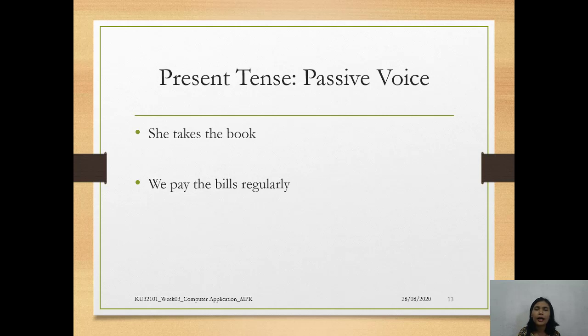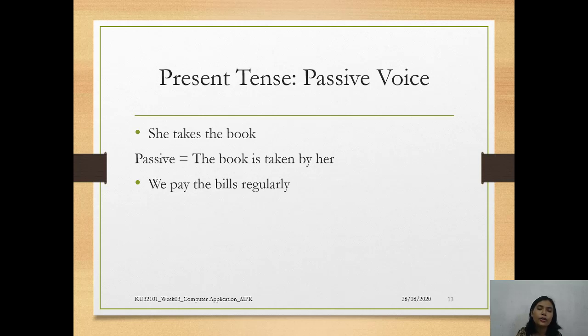Now have a look over here at how to change the present tense from the active voice into the passive voice. There are two sentences. The first one: she takes the book. As the form of the passive voice is to change the object into the subject, the book, as the object, becomes the subject. So the book is taken by her. Or if you want to ignore the agent or the doer, you can just say the book is taken. You just want to tell the process that the book is taken, that's all. By someone or by him or her doesn't really matter. So it really depends on the sentence maker.